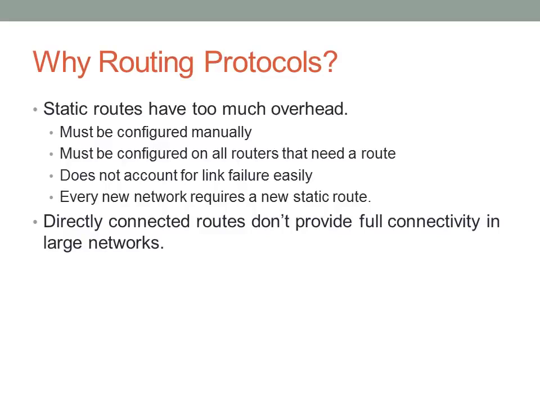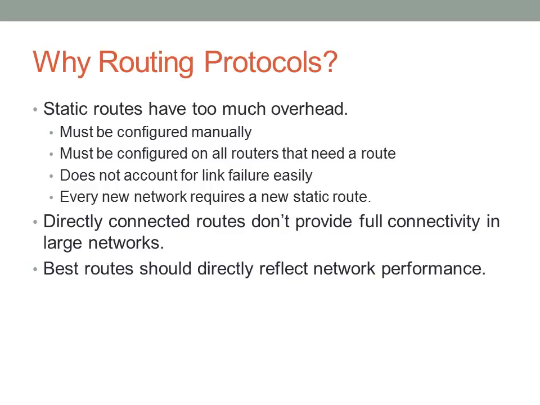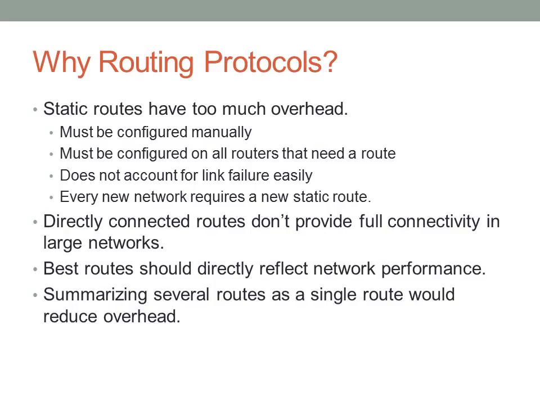So our goal is going to be, instead of using static routes, to provide a way for routers to learn the different routes in the network. The best routes should ideally reflect network performance, although that's not necessarily the case, and network performance can be described in a lot of different ways. So we'll see the different ways that routing protocols do that. Finally, we want to summarize several routes in a single route. This would be ideal because rather than having 5 or 6 routes to a group of networks, we could ideally summarize an entire group of networks as a single subnet. So we want to try to do that if we can.